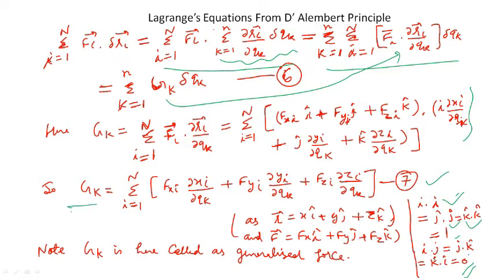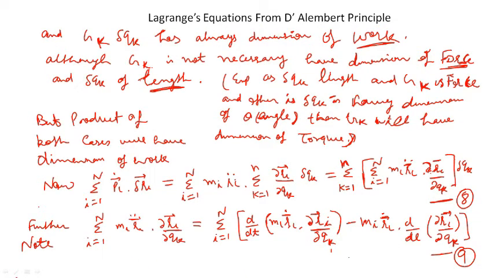Here Gk is called the generalized force. If you see equation number 6, then this will give you a dimension of the work, but it is not always necessary that delta Qk represents the length and Gk represents the force. In some cases they may have different physical quantities, but it is important that the product of Gk delta Qk will always have the dimension of the work.